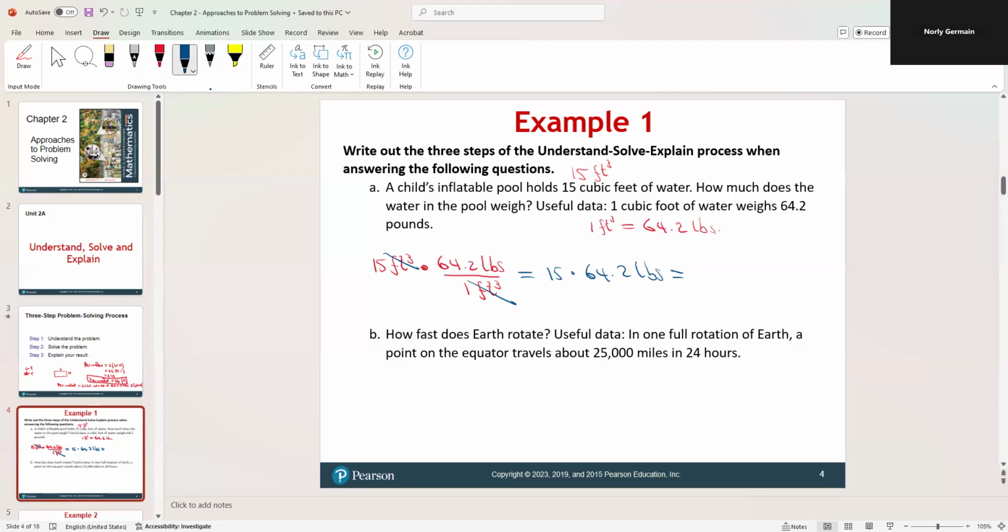What I find, you can correct me if I'm wrong, is 963 pounds. So 15 cubic feet of water is equivalent to 963 pounds in terms of weight. See the other examples. I think for the other examples, they ask you to do the same, right?